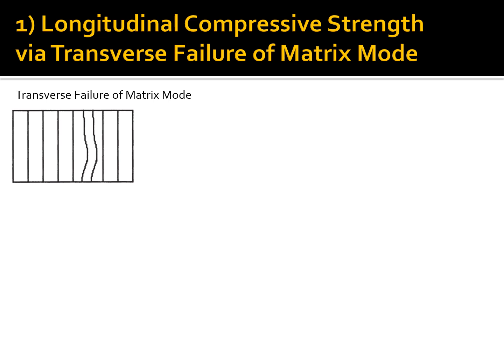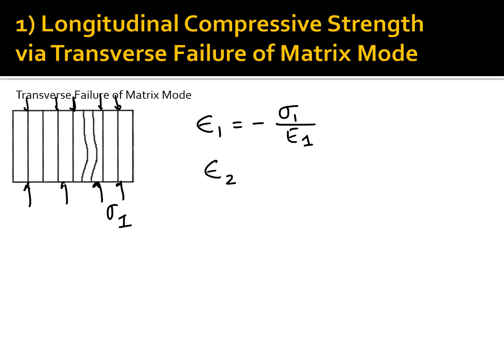So let's look at the transverse failure of the matrix mode. If we are applying a certain stress sigma 1, which is compressive in nature, to this unidirectional lamina, then the stress in direction 1 will be compressive, which will be given by this formula right here. Then if we use the Poisson's ratio formula, we know that the strain in direction 2 will be given by the major Poisson's ratio multiplied by the strain in direction 1, negative of that, of course. So we will get this.